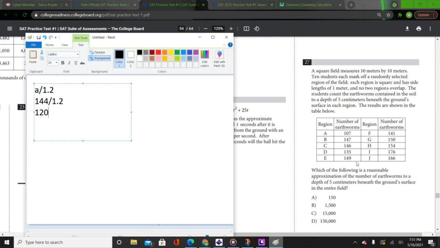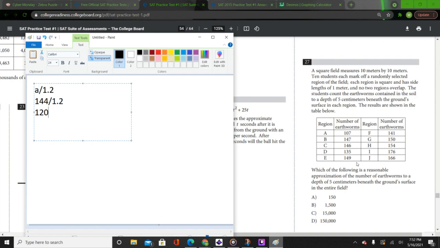All right, let's move on to 27. A square field measures 10 meters by 10 meters. Okay, before anything, why are they using meters when they used inches before? And grams and micrograms, all this. It's just so weird. But anyway, 10 students each mark off a randomly selected region of the field. Each region is square and has side lengths of 1 meter, and no two regions overlap. The students count the earthworms contained in the soil to a depth of 5 centimeters beneath the ground surface in each region. The results are shown in the table below. Which of the following is a reasonable approximation of the number of earthworms to a depth of 5 centimeters beneath the ground surface in the entire field?